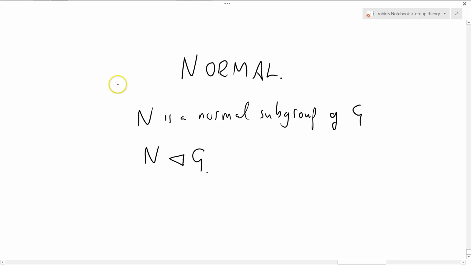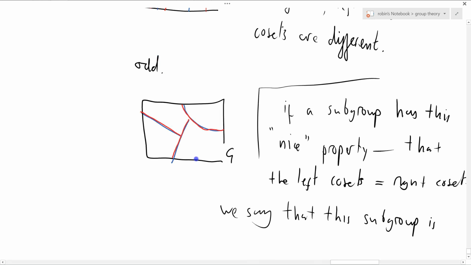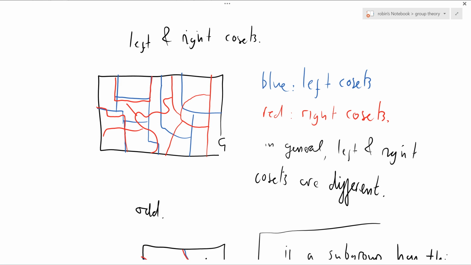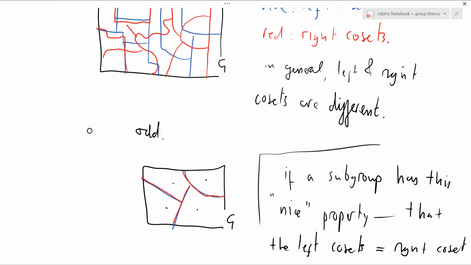A normal subgroup is one whose cosets, left and right cosets, are the same. In general, subgroups are messy and difficult to understand because the left cosets and the right cosets don't overlap. That's the usual case. But if you can find a normal subgroup, then you can learn an enormous amount about the structure of your group. And I'm going to stop there.